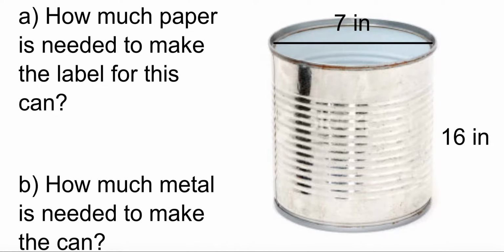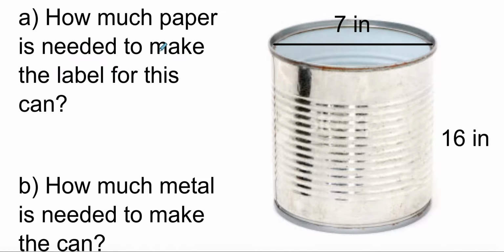Here we have an example of a can. It says how much paper is needed to make a label for this can. When we're doing that, we're assuming it goes from end of lip to end of lip. Obviously, we know that it most likely would start here. Some even start down a little bit further. But we're assuming it's going to be that whole can.